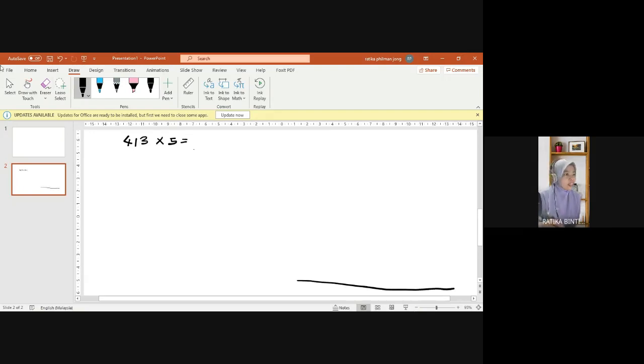Why is my tulang ikan so crooked? Sore back, the tulang ikan is crooked.